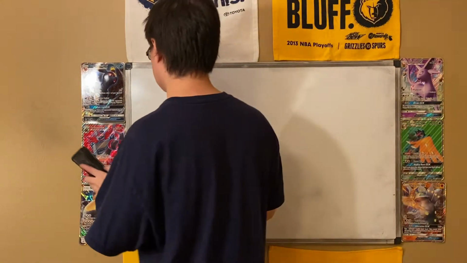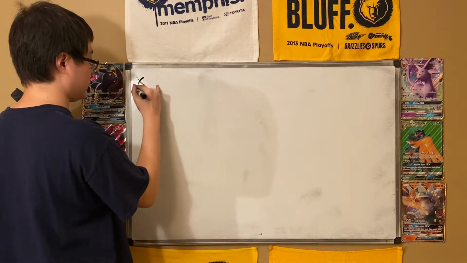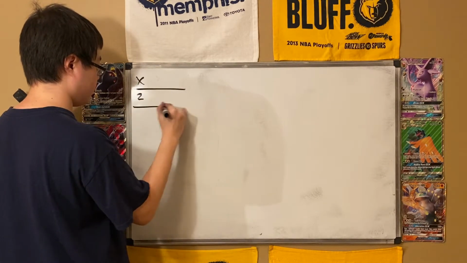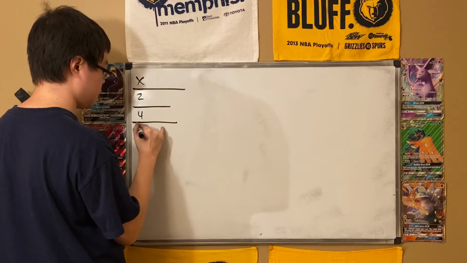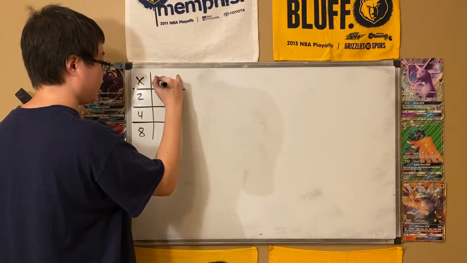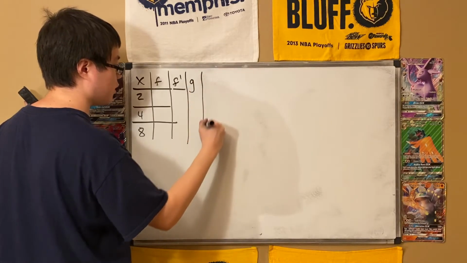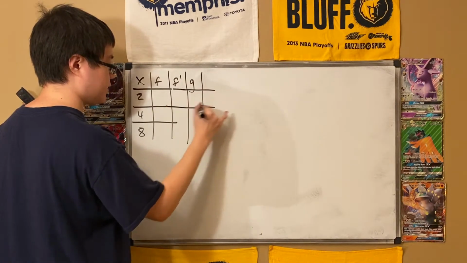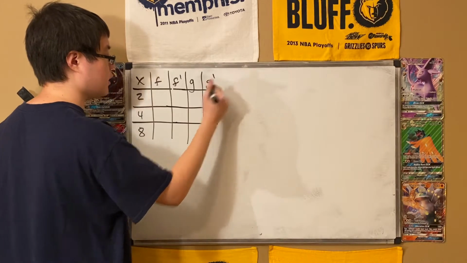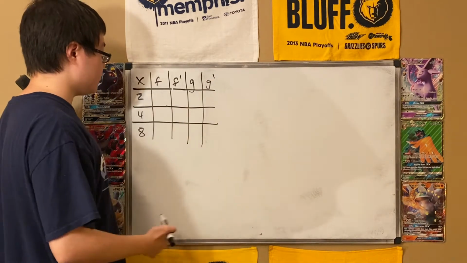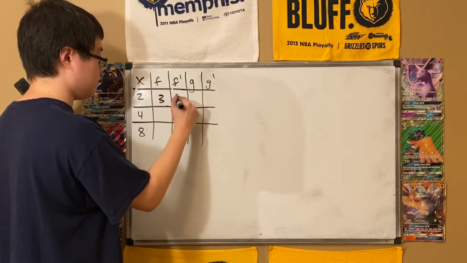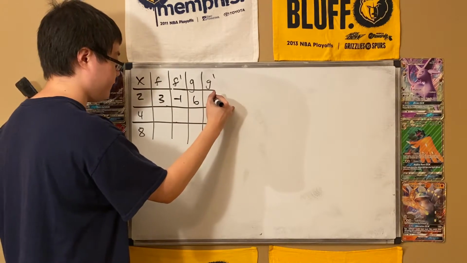So in this case, I'm going to draw my table here. So let's just draw a nice table. We're going to have 2 in the table, 4 in the table, and 8 in the table. Then we're going to have f's, f primes, g and g primes. Oftentimes these are the way that they like to ask it on the free response question with these nice tables. We're going to populate these tables with random numbers, 3, -1, 6, and 5.